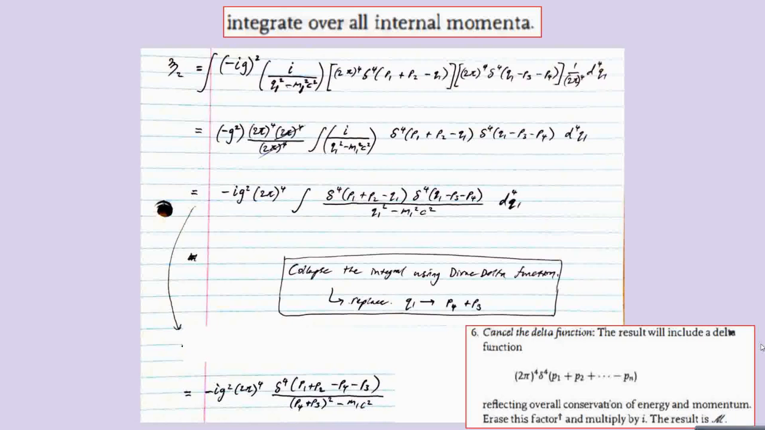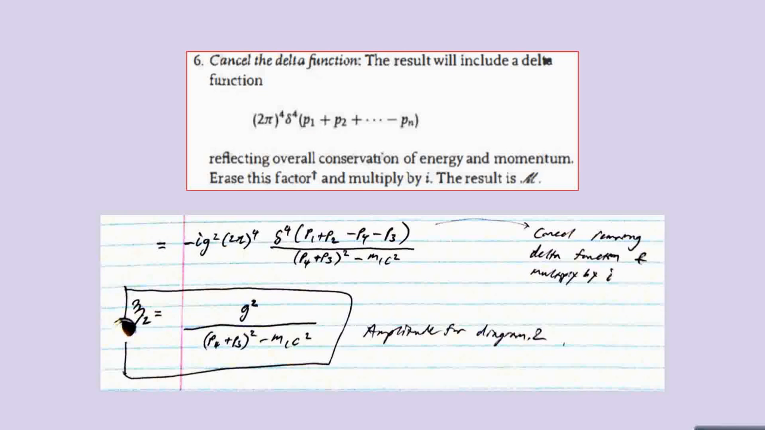Lastly, we can proceed on to step 6 of the recipe, which is to cancel the delta function. The remaining delta function we can see is 2 pi to the 4, delta to the 4, p1 plus p2 minus p4 minus p3. So we erase that, multiply the last expression by a factor of i, and then bang bang, we are done. We get the amplitude for the second diagram, and it's found to be g squared over p4 plus p3 squared minus m1 squared c squared. And that is all. Thank you.